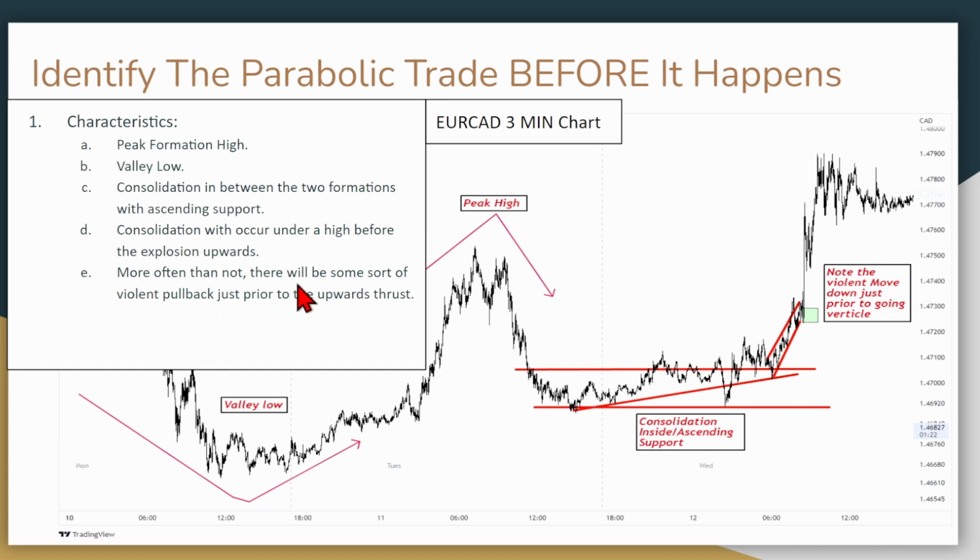More often than not, there will be some sort of violent pullback just prior to the upwards thrust. And of course, that's what I'm talking about.